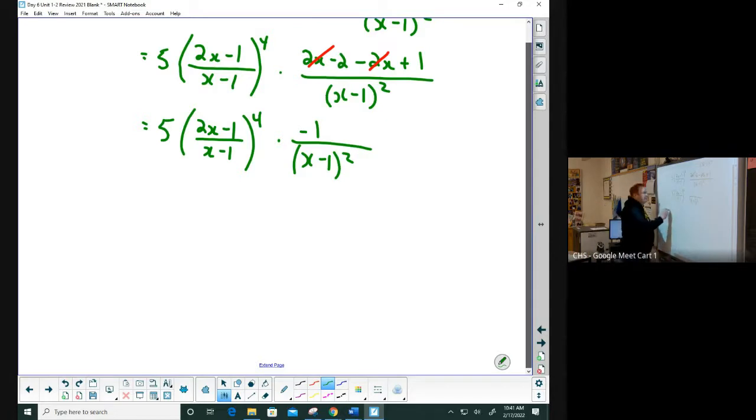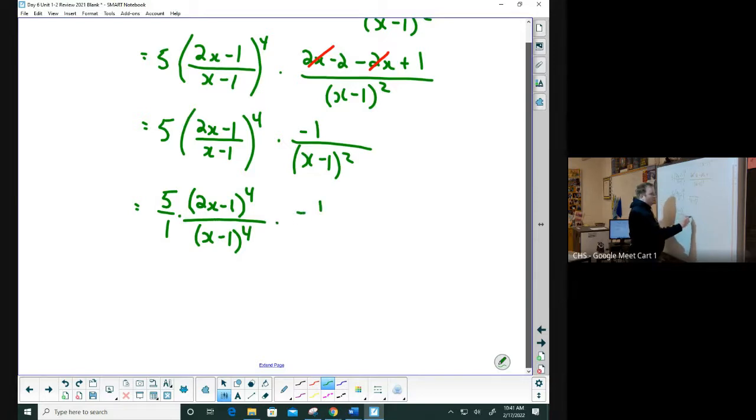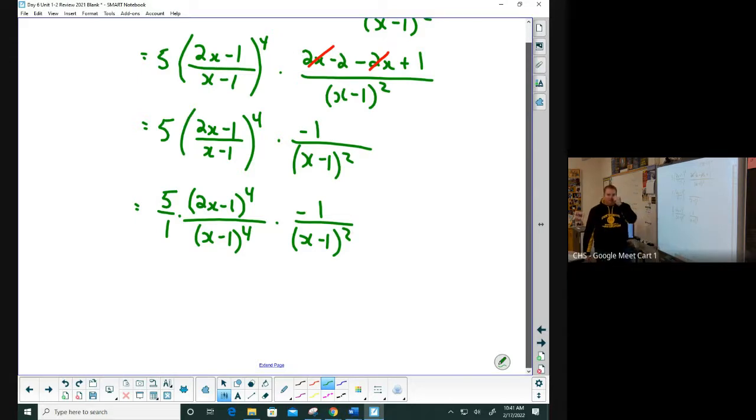I can rewrite this as 5. I'm going to write it as a fraction too, 5 over 1. But the top gets the power of 4, so 2x minus 1 to the power of 4. And the bottom is going to get x minus 1 to the power of 4. And then this just stays the same. So all I did was I changed 5 to a fraction, 5 over 1, but I took that 4 and put it to both the top and the bottom.